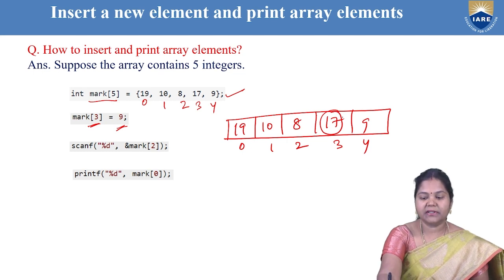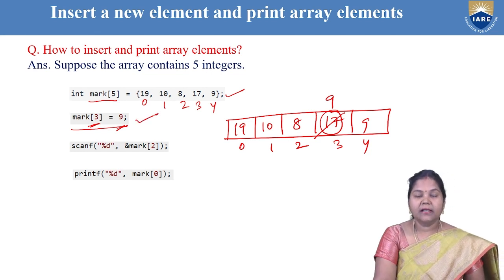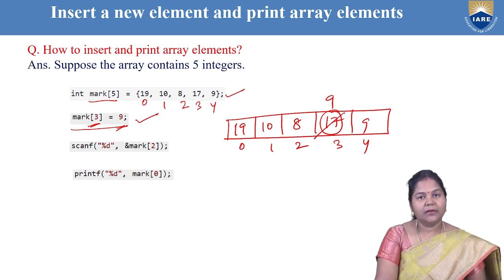If you want to replace a value with a new value 9, you can write marks[3] = 9, so that the value at marks[3] will get replaced by 9.